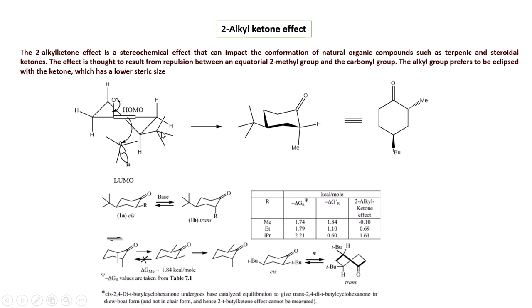This problem is given on that basis. The lithium enolate undergoes interaction with the alkyl iodide in the presence of base, that is, the pi electron HOMO can interact with the methyl iodide and prefers the axial position rather than the equatorial position. Hence the methyl group and the tertiary butyl group are present in a trans orientation, and the axial orientation is preferred rather than the equatorial orientation. This happens due to the 2-alkyl ketone effect.